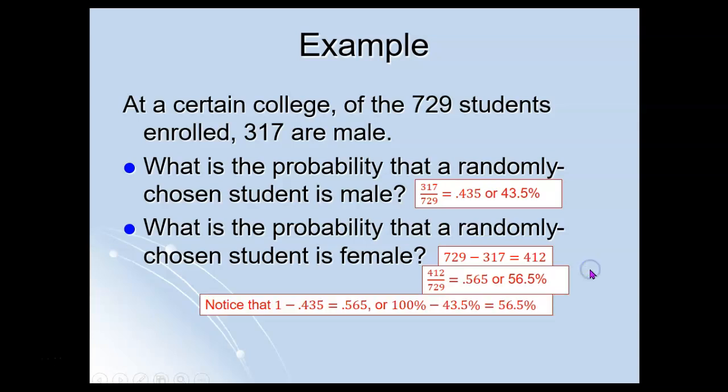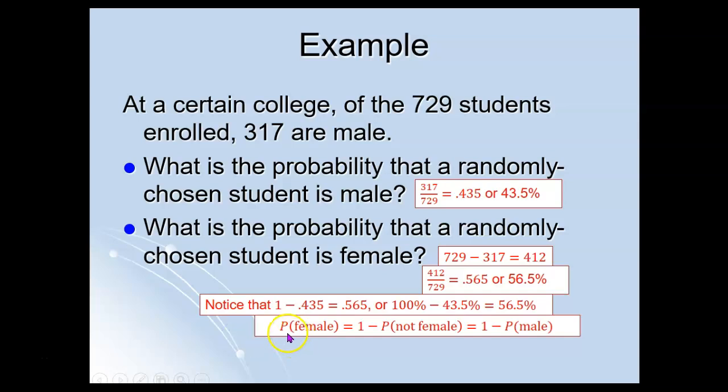Now notice something here. We already found that there was a 0.435 probability that a student is male. If we take 1 minus 0.435, we get 0.565. Or in percents, 100% minus 43.5% equals 56.5%. So if we start with all 100% of the students and subtract off the 43.5% of them that are male, we are left with the 56.5% of them who are female.